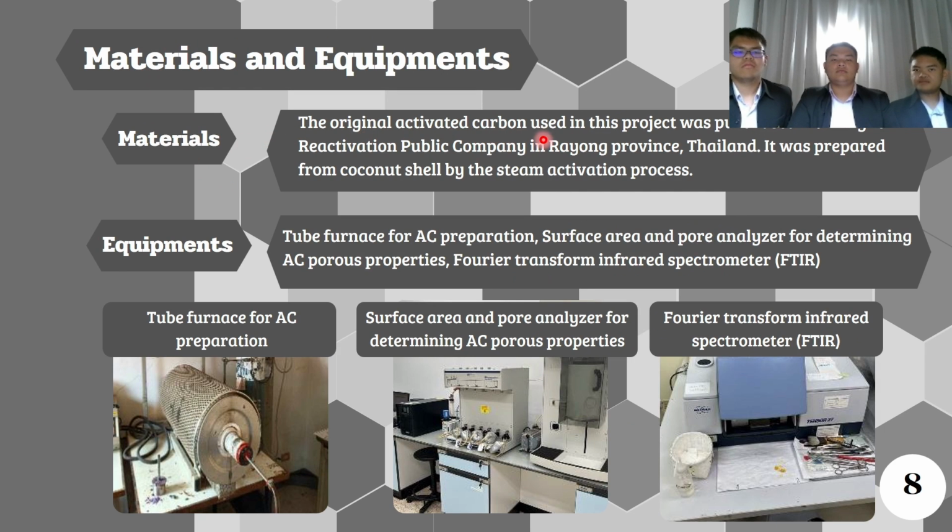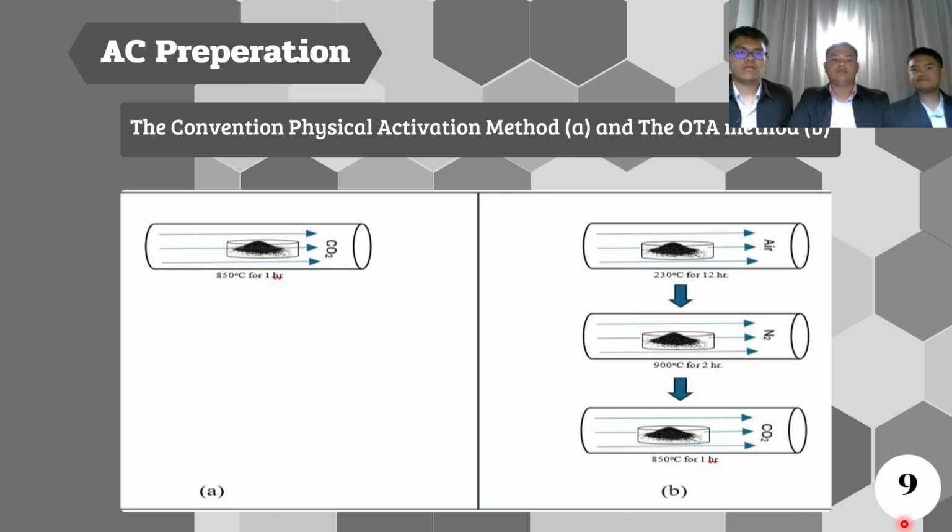The original activated carbon which we prepared from coconut shell was designated AC. The equipment used were a furnace, BET surface area instrument, FTIR, and CO₂ adsorption test column with gas analyzer. For the OTA method, first step, the original activated carbon AC was oxidized. Second step, heating under an inert atmosphere. Final step, the resulting activated carbon was reactivated with CO₂. The activated carbon prepared by this OTA method was designated as AC OTA.